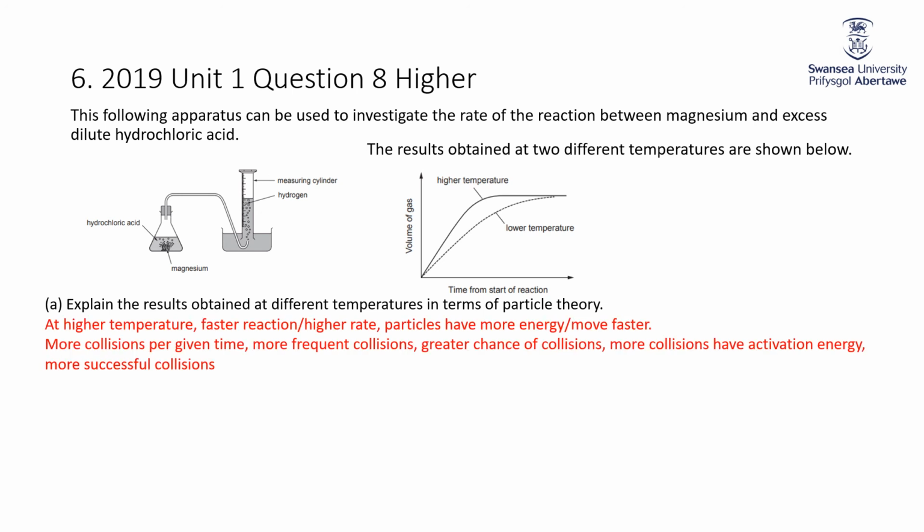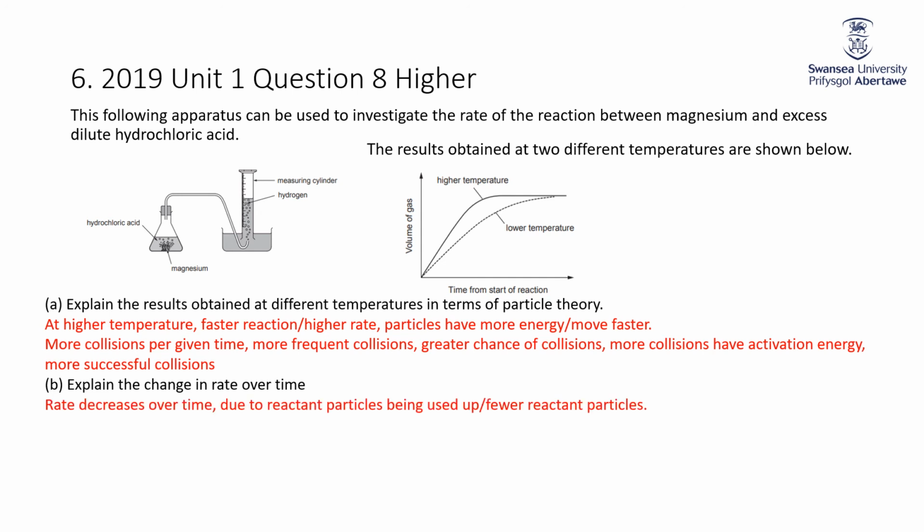So at higher temperature, faster reaction rate, as particles have more energy. There are more collisions per given time, more frequent collisions, or greater chance of collisions, more collisions with activation energy, or more successful collisions, exactly analogous to how it was before. Next part, explain the changing rate over time. Rate decreases over time due to reactant particles being used up, so there's less of them.